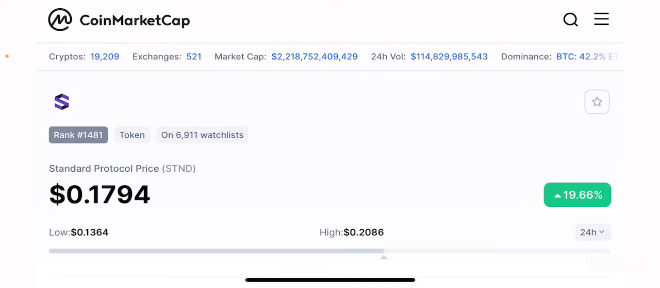This token does have some good track history of making some predictable short-term gains, which is one of the reasons why I want you to do some investigation into this project to see if it's a project that you want to invest in, right, in the short term.